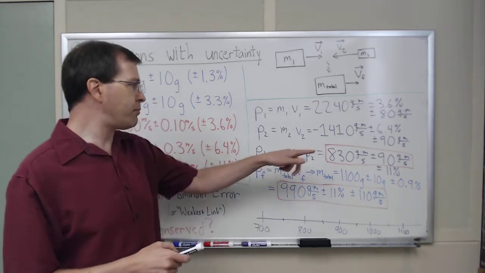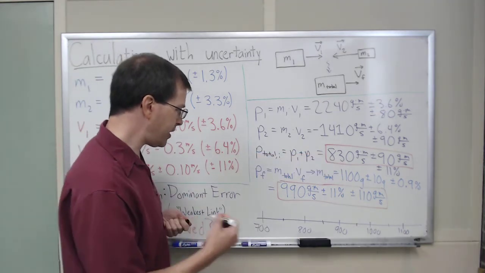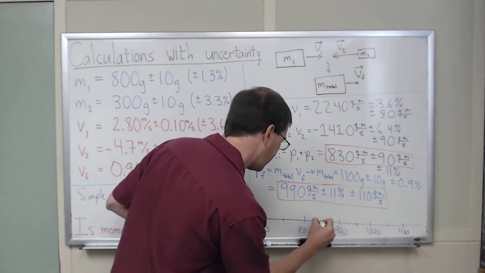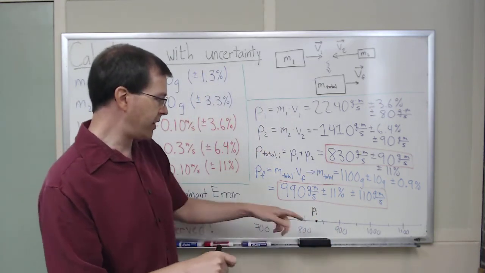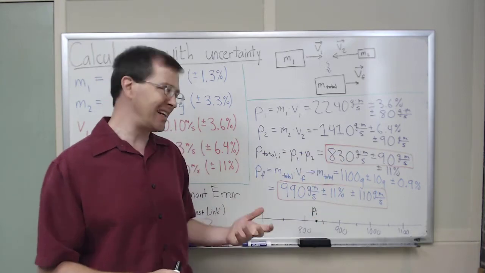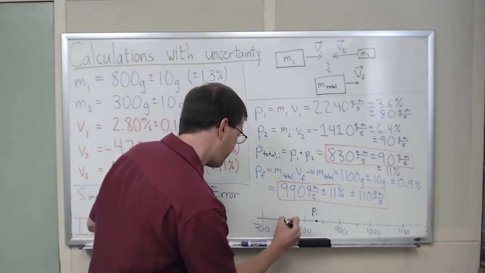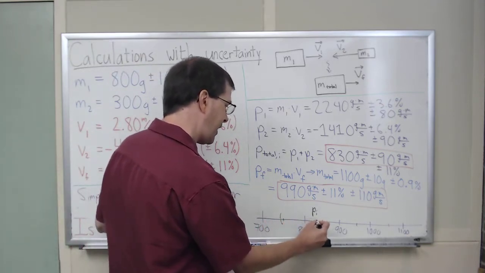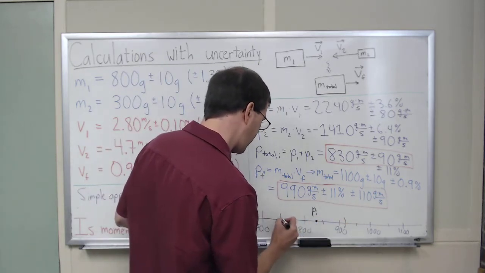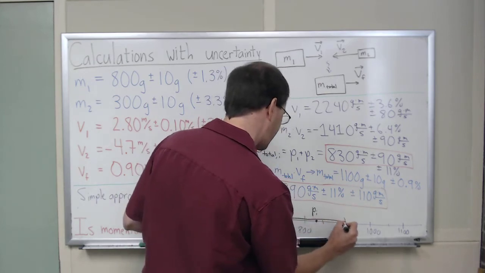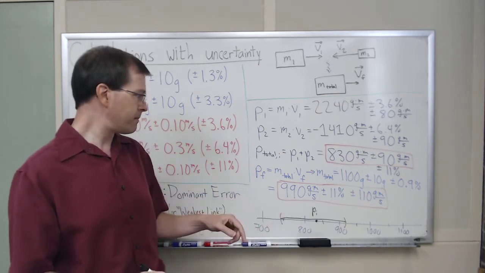I'm going to put both my numbers on here. My initial momentum is 830, that's going to be about here. P total initial is there at about 830, plus or minus 90. So 830 minus 90 would be 740, about here, and 830 plus 90 would be 920, about here. Somewhere in this range is my uncertainty range for my initial total momentum.